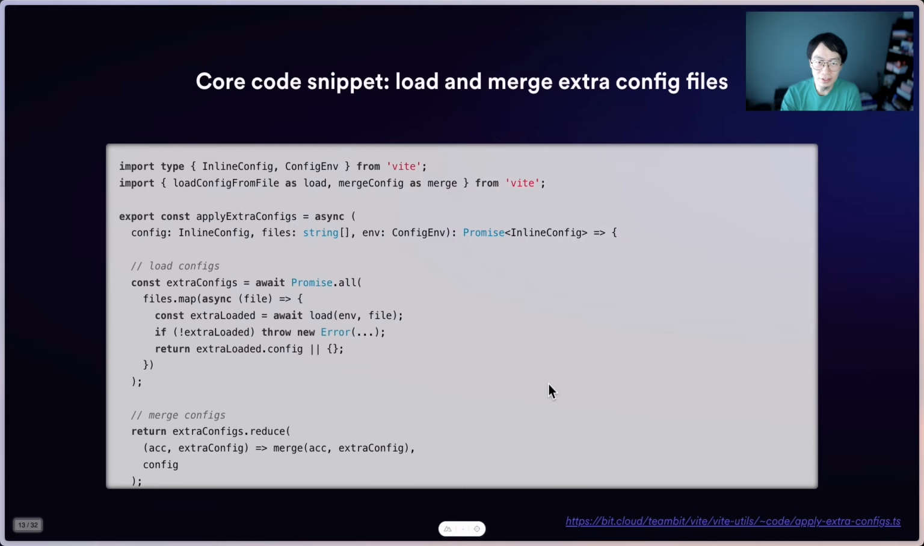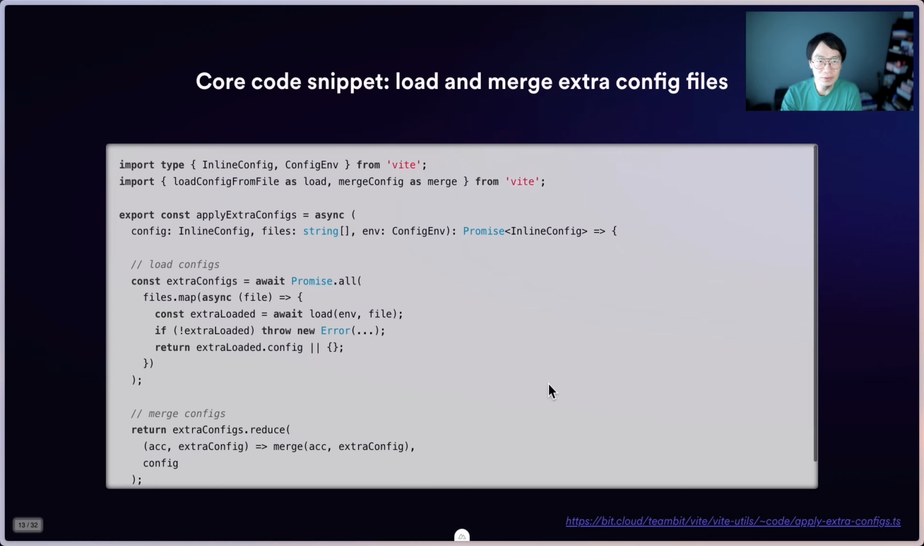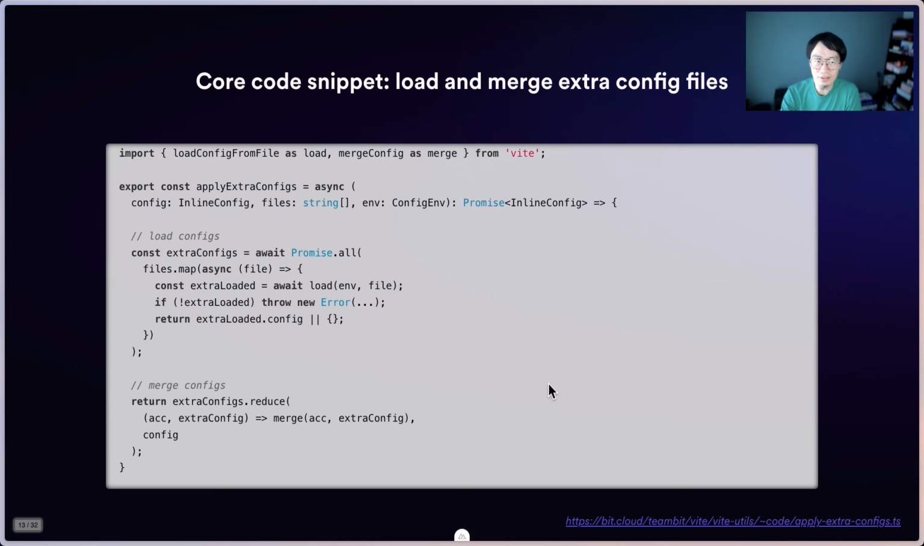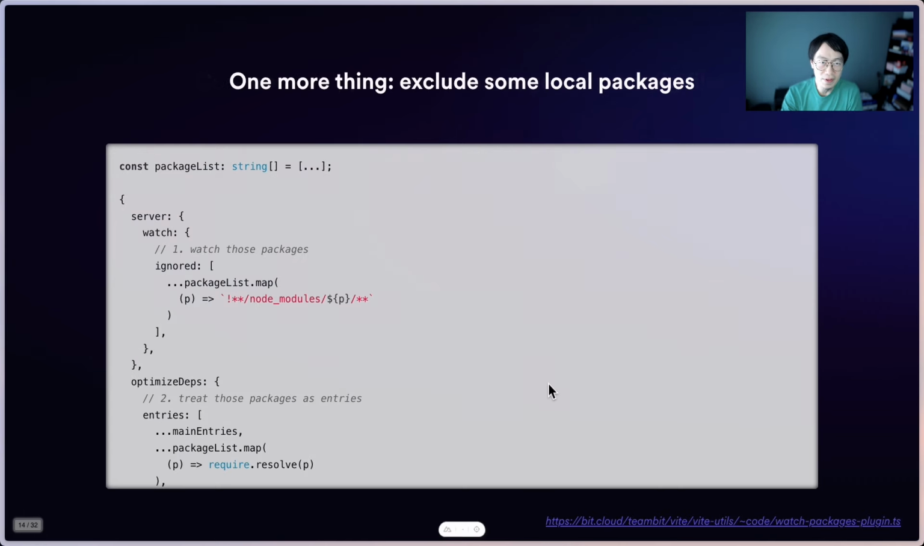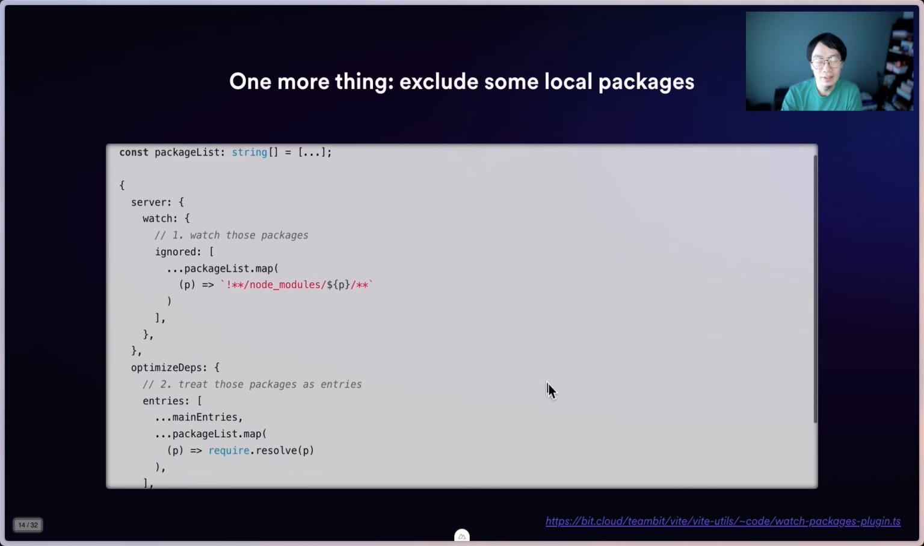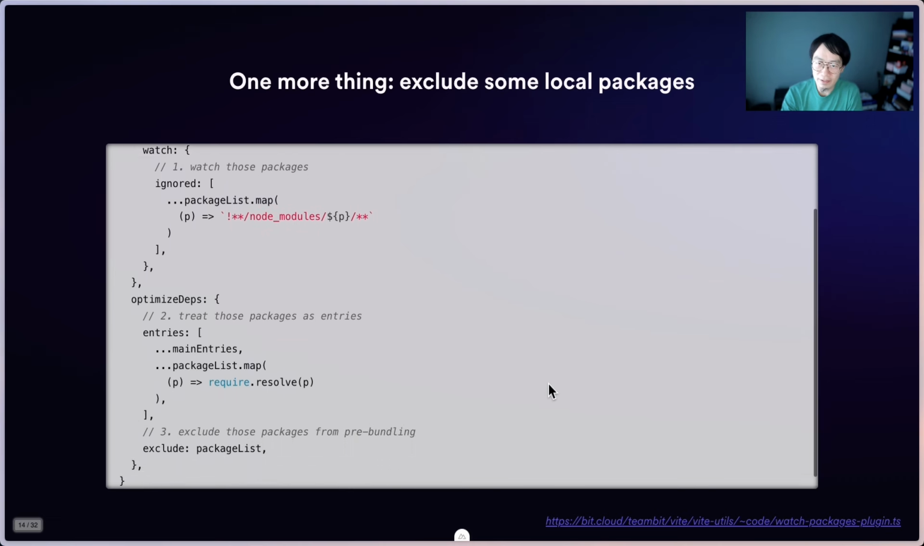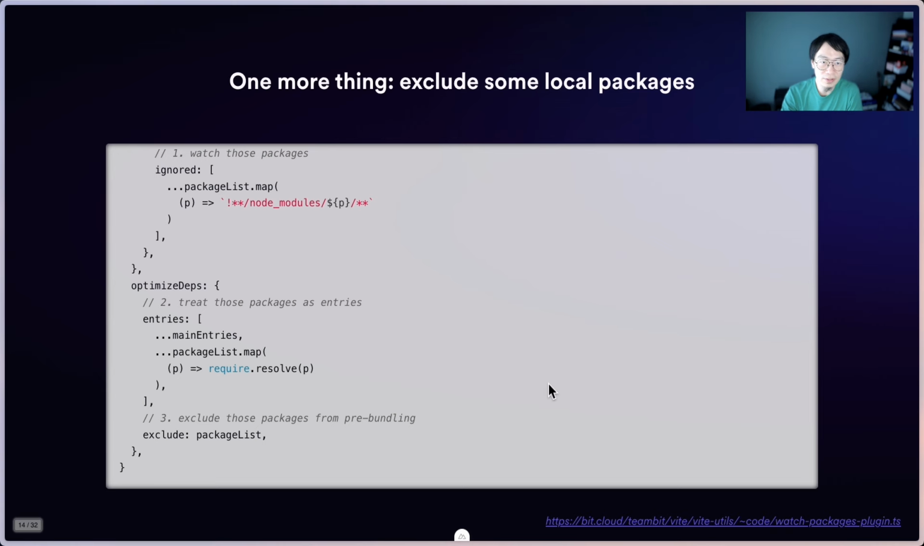For the actual configs, it can be an inline object or a configuration file path. Here, we use the loadConfigFromFile and the mergeConfig APIs to do the job. One more thing. Sometimes you might want to watch some Node modules and at the same time avoid them from the pre-bundle ahead for dependency optimization. To support this, you usually have to set three different config paths in Vite: server.watch.ignored, optimizeDeps.entries, and optimizeDeps.exclude. Now we have made a plugin called Watch Packages plugin to achieve this in just one step, passing a package name list in.